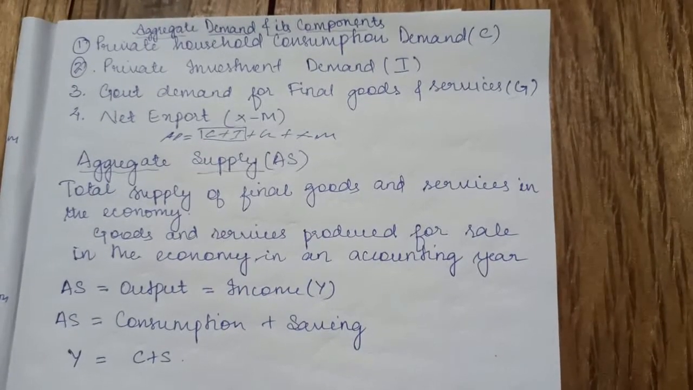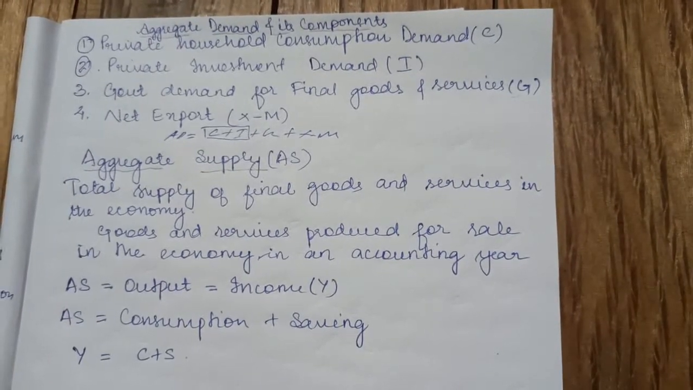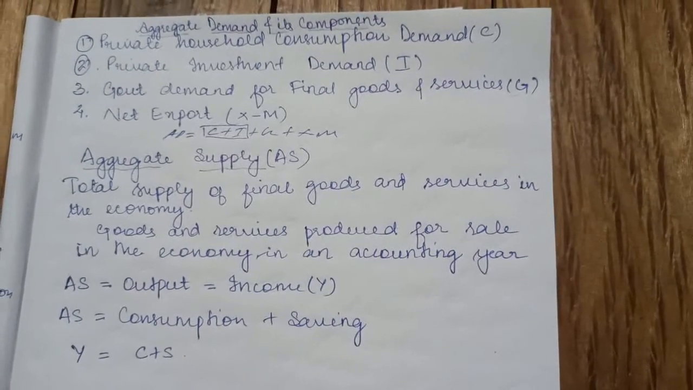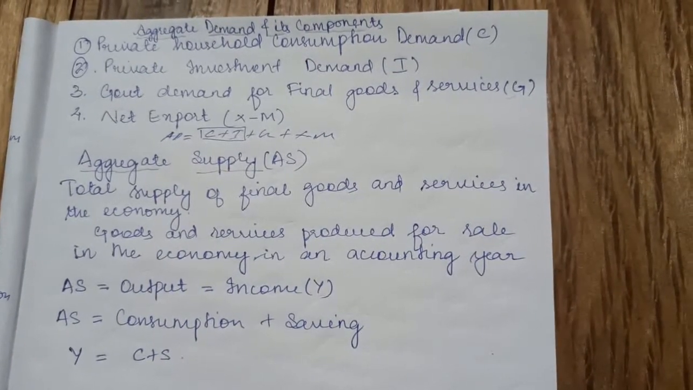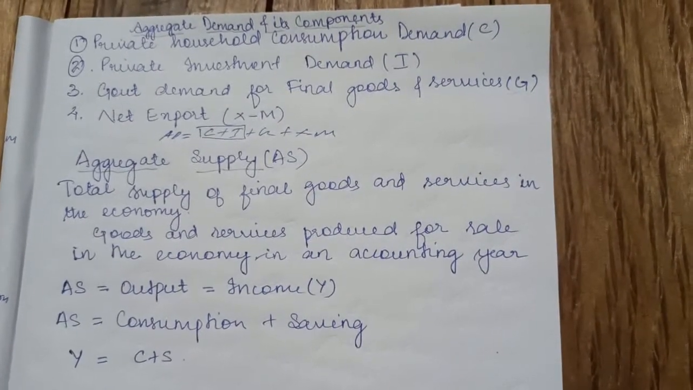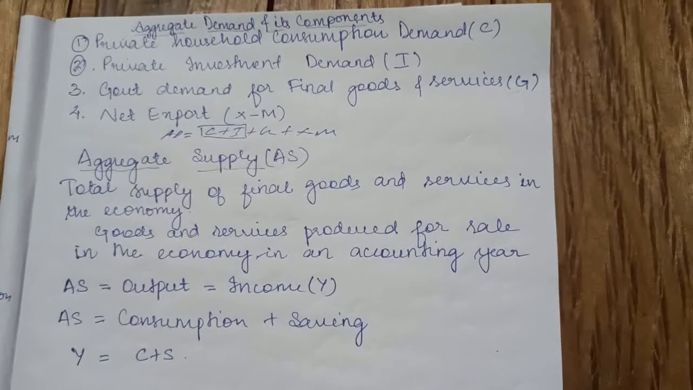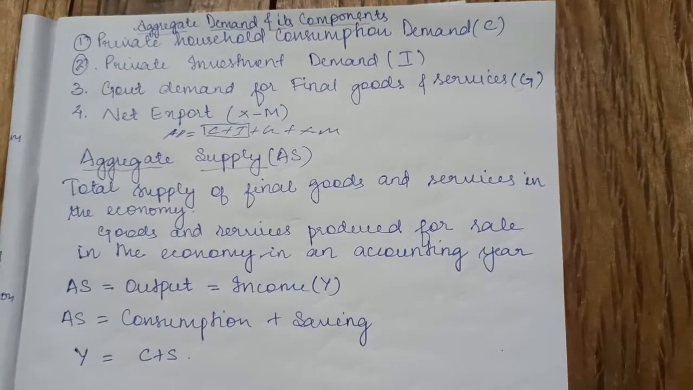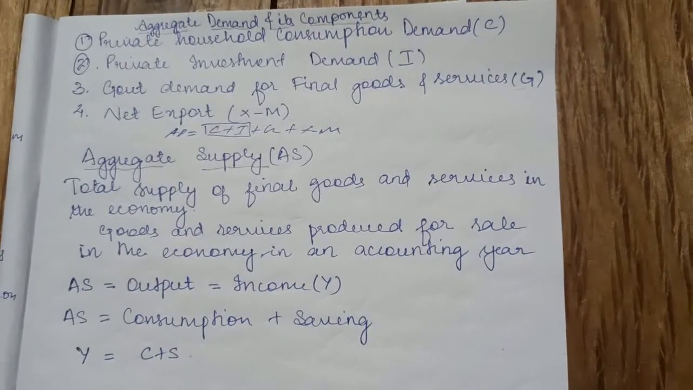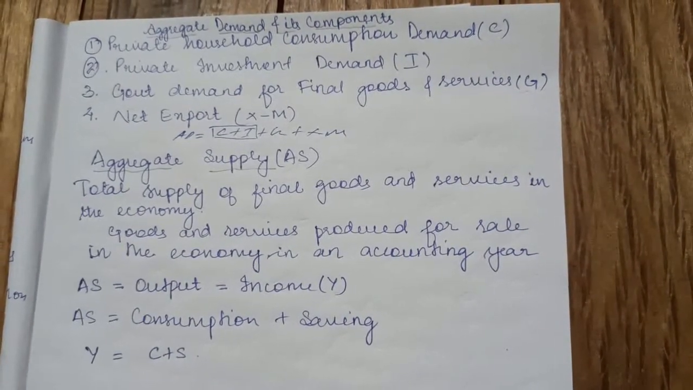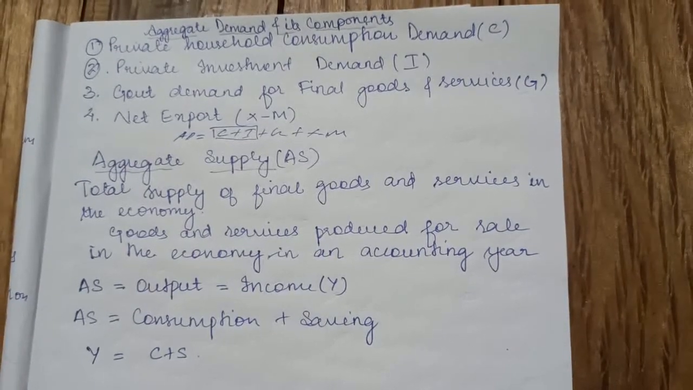And third, we have government demand for final goods and services. Now, when we say government demand for final goods and services, this means the government planning to spend an amount of money in a year to buy consumer goods and even capital goods for the welfare of the people in an accounting year. It is represented by G, okay?